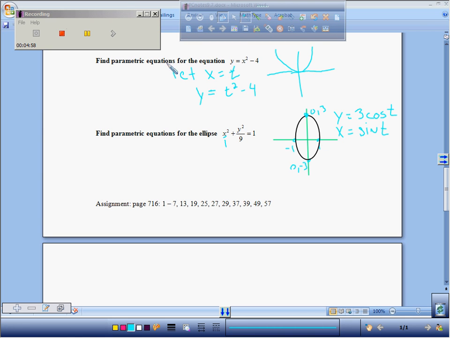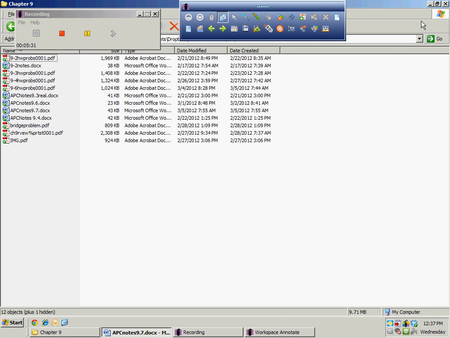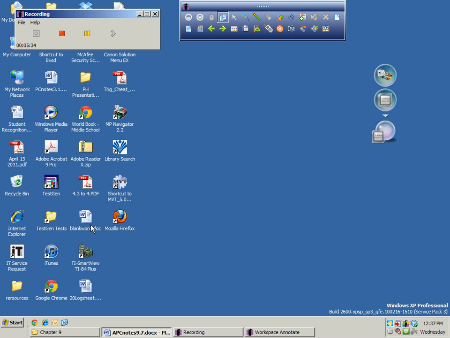So watch, let me just show you when I plug into my calculator, because I know you want to see that. So, how do I do this? Can I minimize this? Let me minimize this. Let me get rid of this. Let me get my calculator.